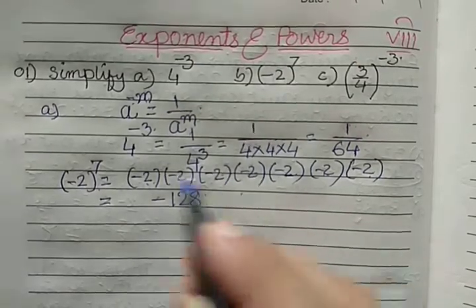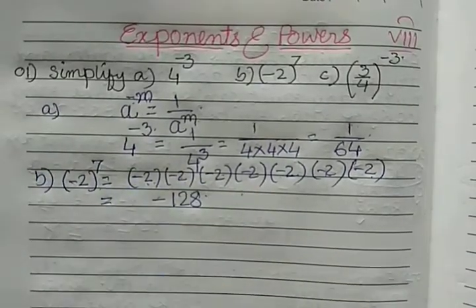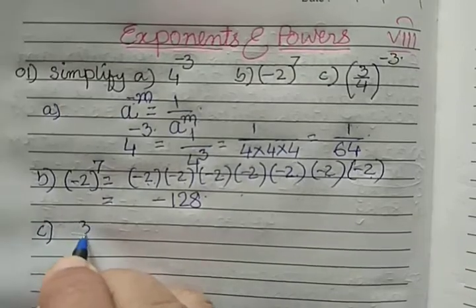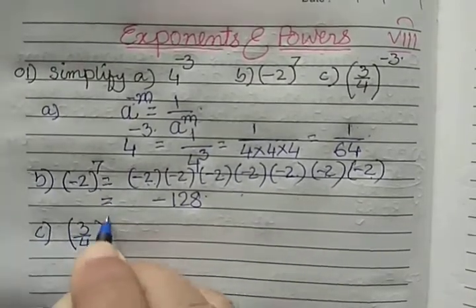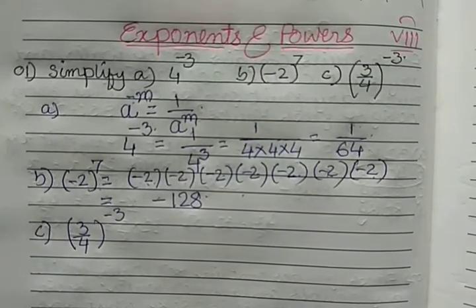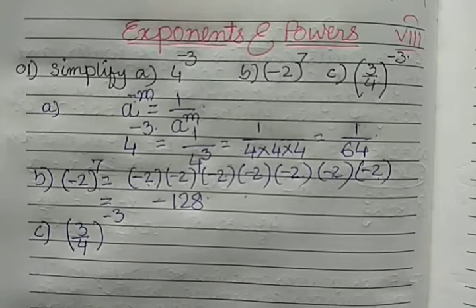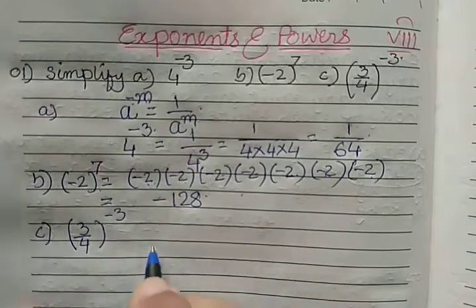So now let us take the third one, C. 3 by 4 whole to the power of minus 3. Clear?